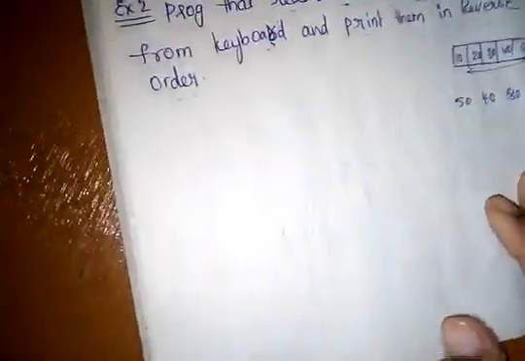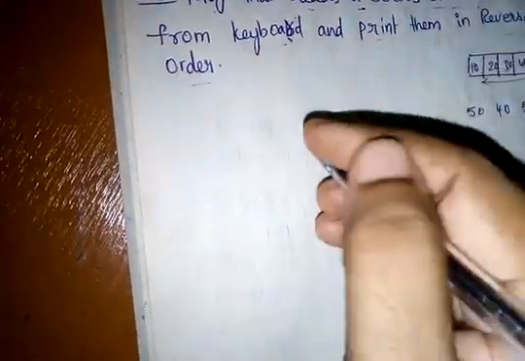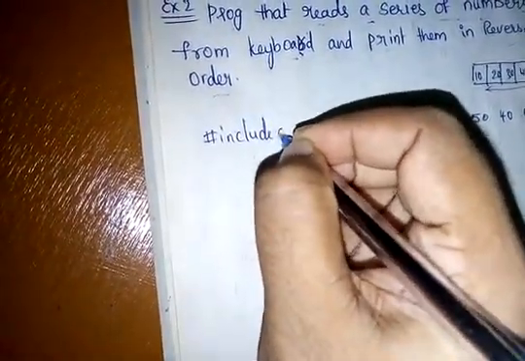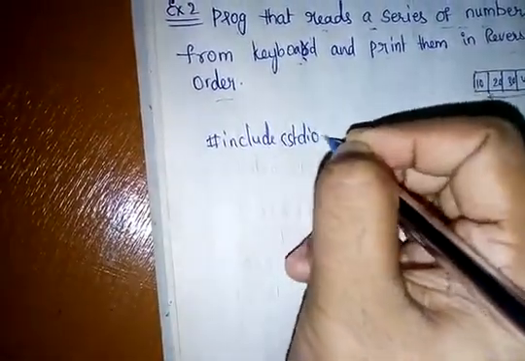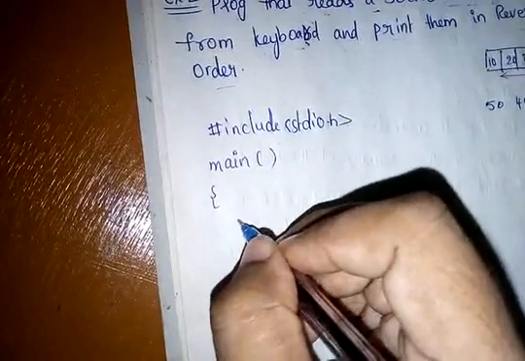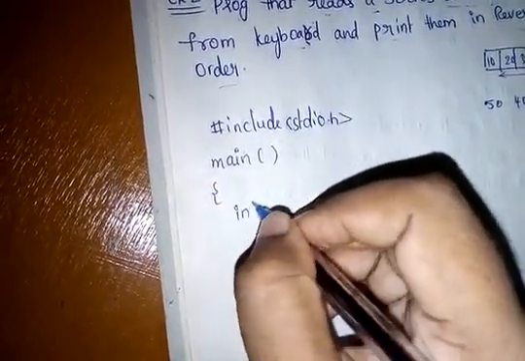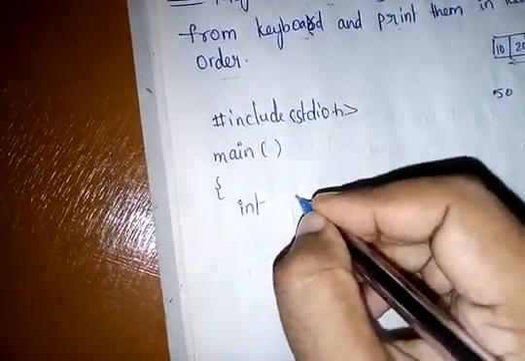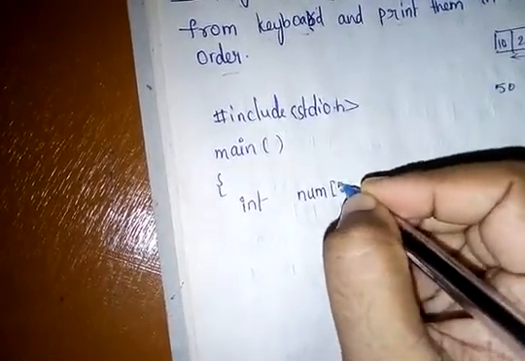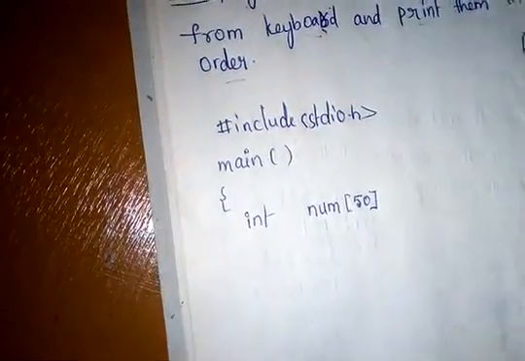So like this you need to print the elements in reverse order. Let us see how we'll write a program to take elements from the user and then print them in reverse order. So #include header file, main, and now declare an array. Say for example I'm declaring an array of 50 elements.